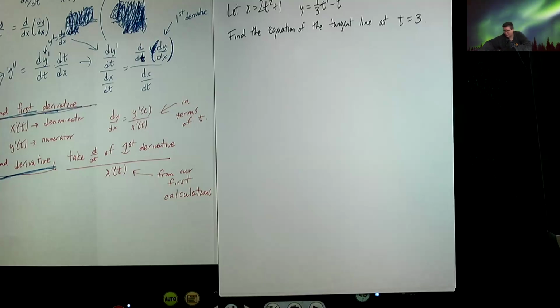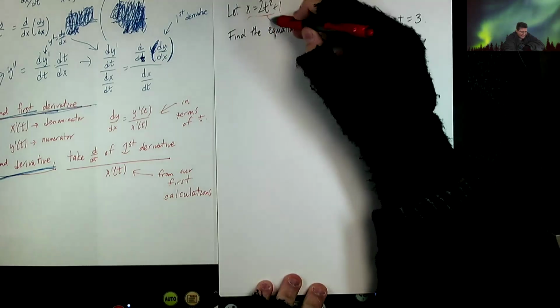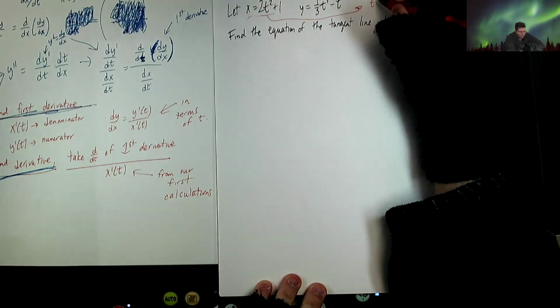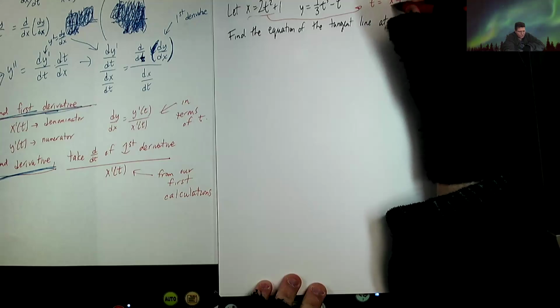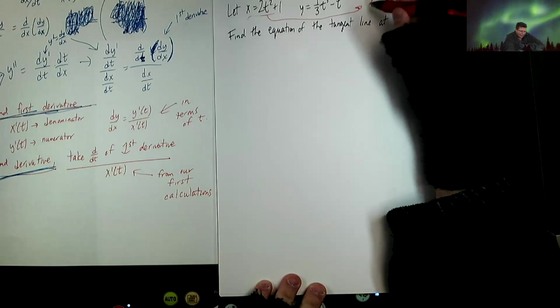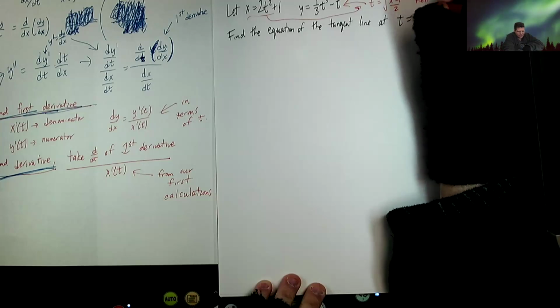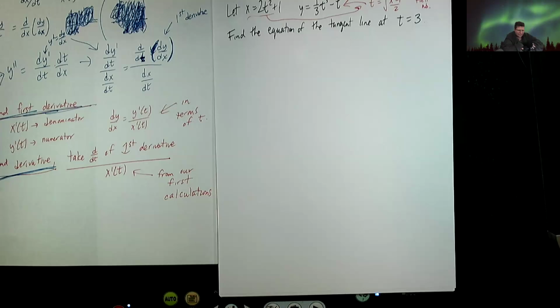Now, before we dive into that, I want to show you just what kind of mess you're looking at if you try to do this in terms of y and x. If we solve this for t, we get t equals the square root of (x minus 1) over 2, and then if we plug it into there, hell no. So let's not worry about what that looks like. We weren't asked to find what the graph looks like. We're just asked to find the equation of the tangent line.